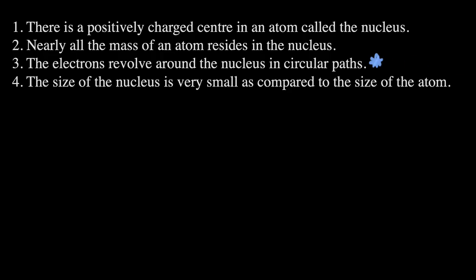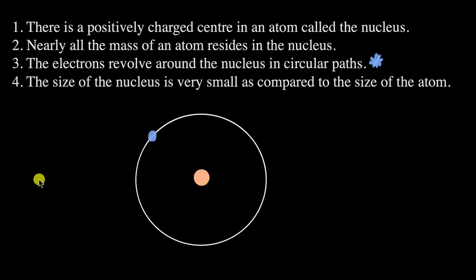So let's have a look at an atom. Here is your nucleus, and this is an electron moving in a circular path, revolving around the nucleus. Now, any object that moves in a circular path experiences a force towards the center. In this case, you can see that the nucleus is always positively charged, electrons are negatively charged, and unlike charges attract, right? So there will be a force towards the center which will be experienced by this electron.